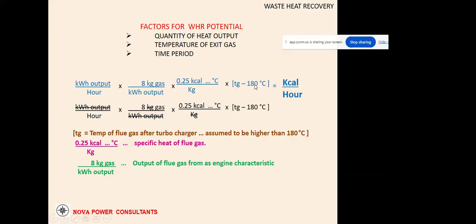Minus 180. We can recover up to 180 because outlet air cannot be exactly at 30 or 40 degrees, or ambient degrees. It cannot be there. So we have got a margin of this. The temperature of flue gas after turbocharger is assumed to be higher than 180. If it is less than 180, the system is not economical, because the heat available is very less, the waste heat available is very less.